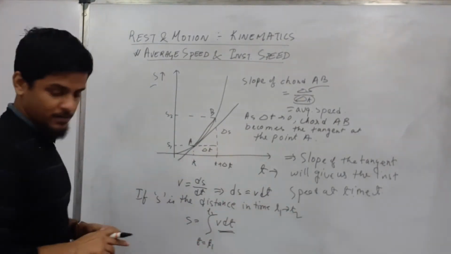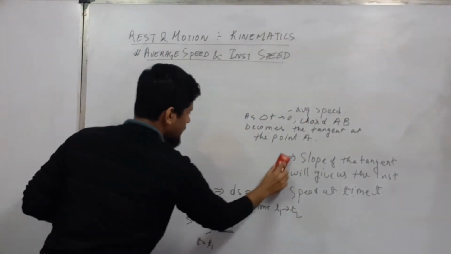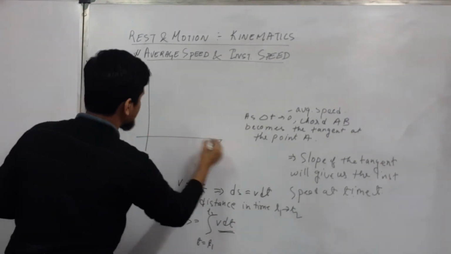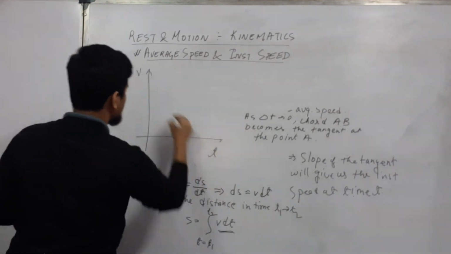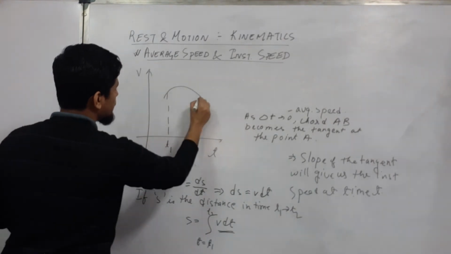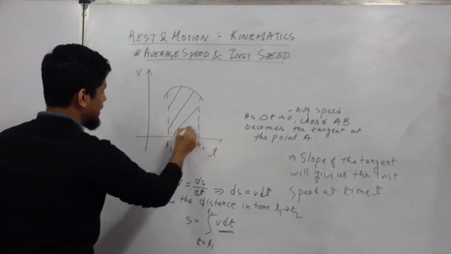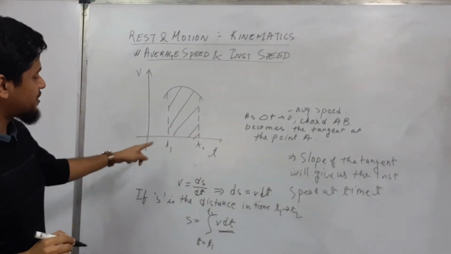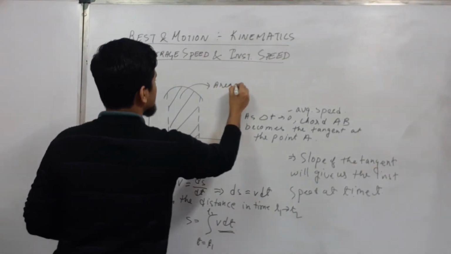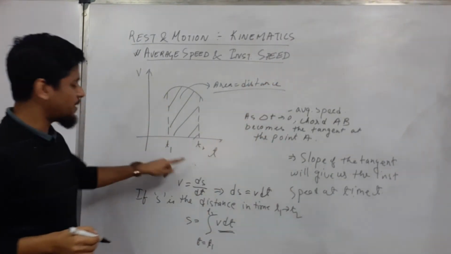So suppose we plot the velocity as a function of time. Suppose this is the velocity function, and this is at time t1 and this is at time t2. So this very area, this shaded area, gives us the distance traveled in between the time from t1 to t2. The area is equal to the distance. So this is another thing that you need to remember from an exam point of view.